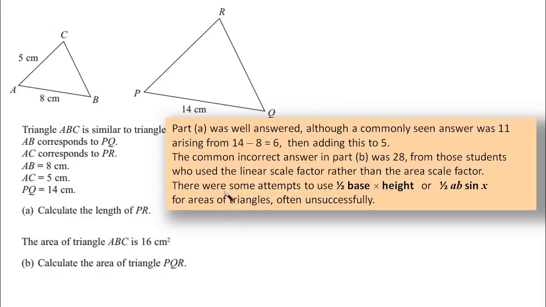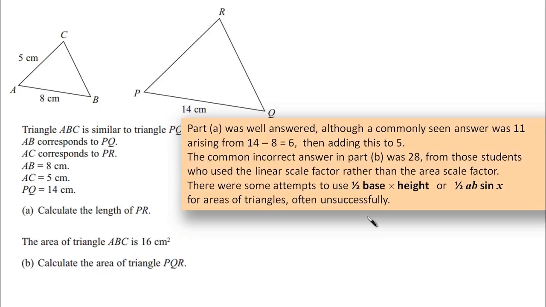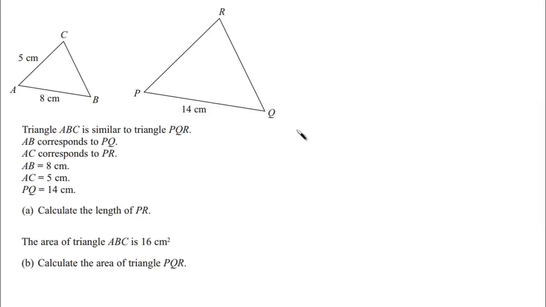Finally, it says there were some attempts to use the area formula, which is not this one, which is for right angled triangles, but this one, half ab sine x, which is the formula that we use when we're calculating the area of a triangle that isn't a right angled triangle, an irregular triangle, if you like. However, this was often unsuccessful. Okay, so those are the examiner's remarks, and let's work through the question.